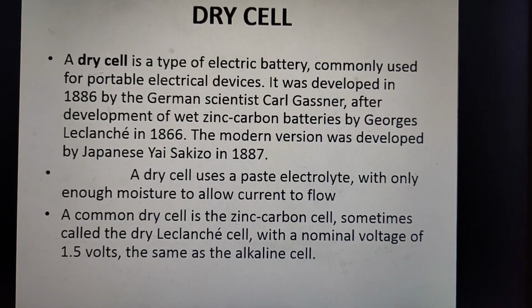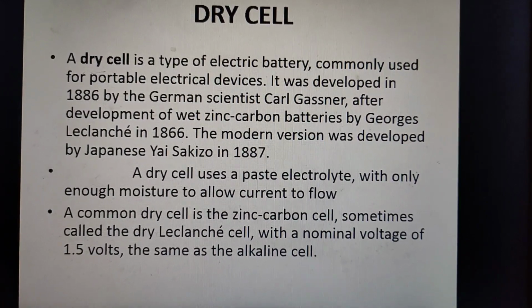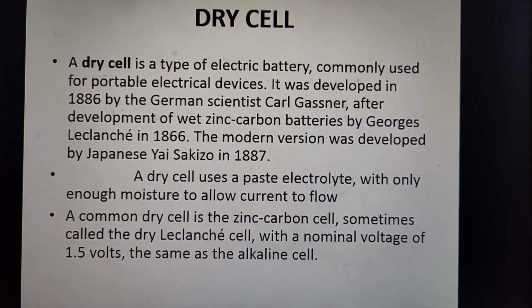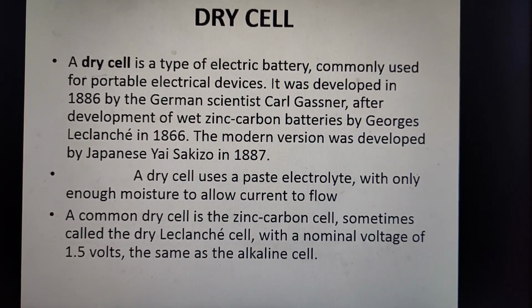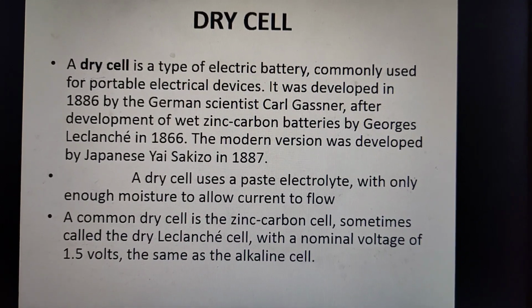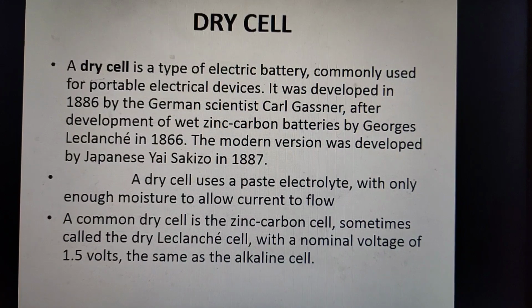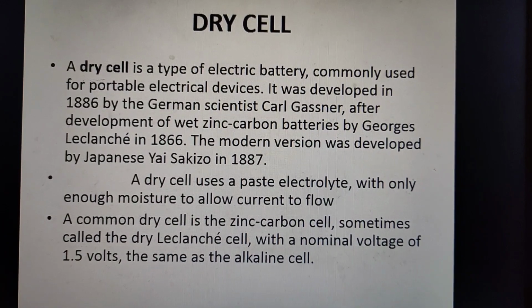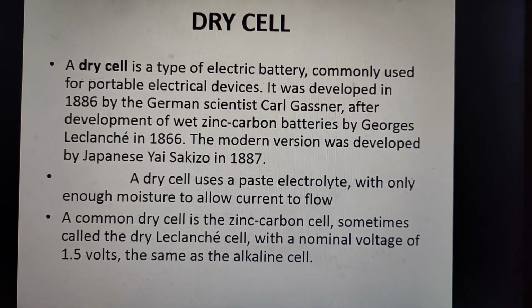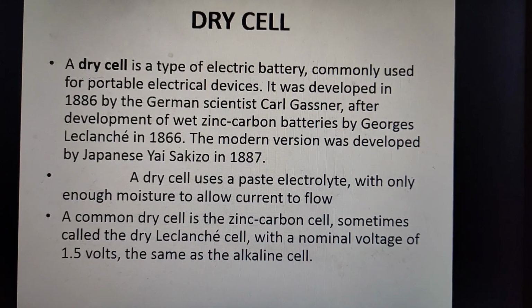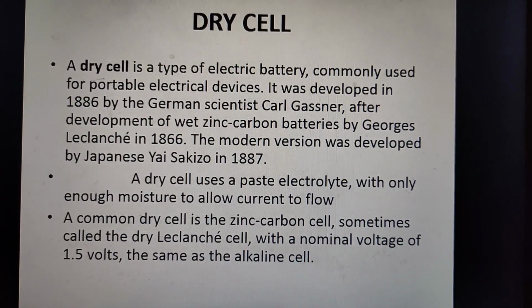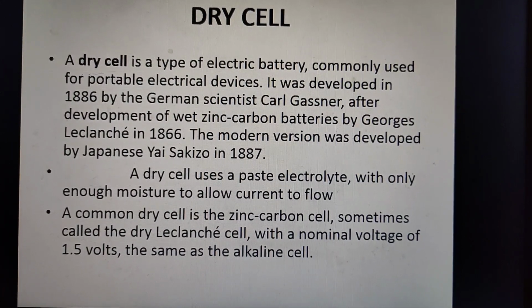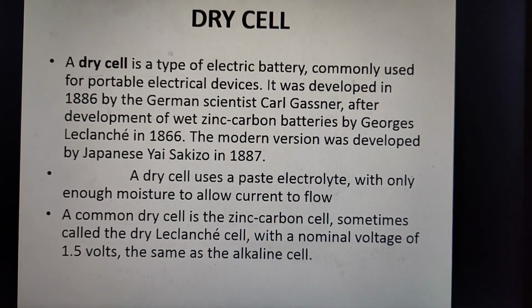A dry cell. A dry cell is a type of electrical battery commonly used for portable electrical devices. It was developed in 1886 by the German scientist Carl Gassner after the development of wet zinc carbon batteries by Leclanché in 1866. The modern version was developed by a Japanese scientist in 1887. A dry cell uses a paste electrolyte with only enough moisture to allow the current to flow. A common dry cell is the zinc carbon cell, sometimes called the dry Leclanché cell, with a nominal voltage of 1.5 volts.